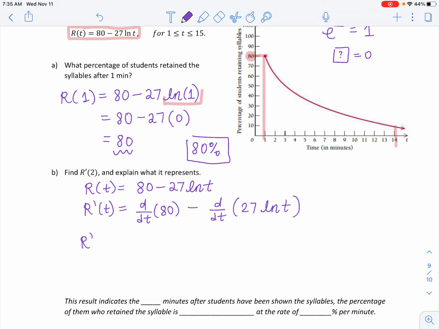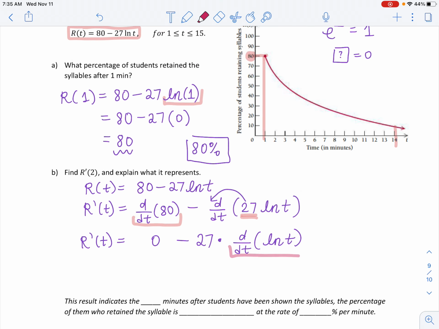But hopefully you can watch and learn. All right, so derivative of 80, what's that going to be? Well, just 0, right? Minus, I can pull out this 27 to the front and just deal with that later. So now I just need to find the derivative of natural log of t.